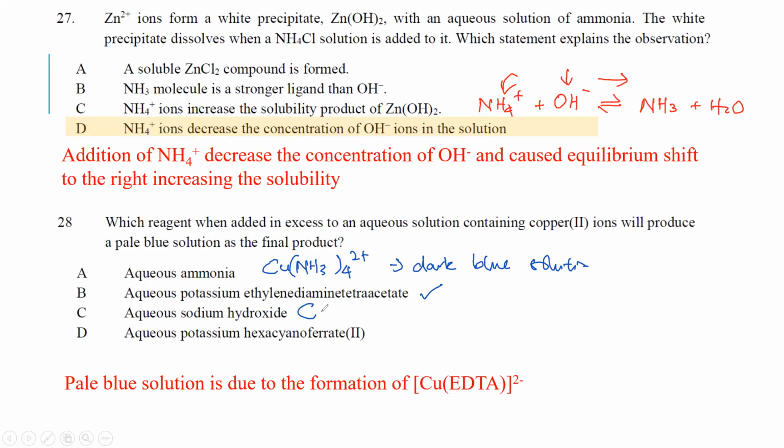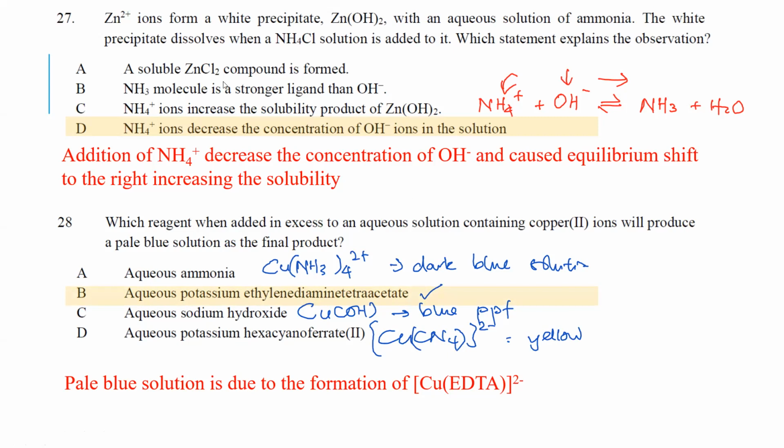And when you add sodium hydroxide, you form copper hydroxide, which is a blue precipitate. Okay, and then you add the potassium hexacyanoferrate, you form [Cu(CN)4]2-, which, if I'm not mistaken, is yellow in color. I forgot already. Probably yellow, later I'll confirm that with you. Okay, so this one is aqueous potassium ethylenediaminetetraacetate. So that is the effect of adding this potassium EDTA to copper ion. So you form a pale blue solution. Okay, so that is for number 28.